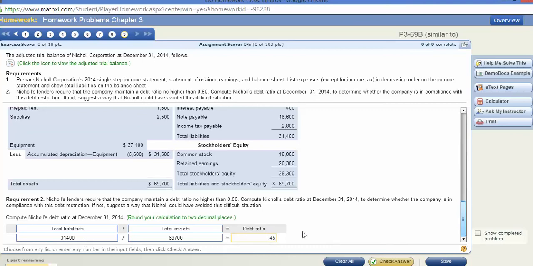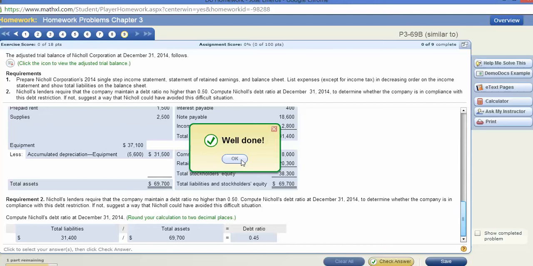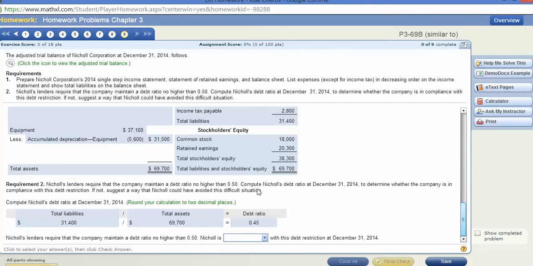Be mindful here, it says to round your calculation to two decimals. So it's not exactly 0.45, but if you round to two decimals, it's 0.45. And the important thing to note here is that the 0.45 is below the 0.50. In other words, they don't want you to go any higher than 0.50. If it was higher than 0.50, if this was 0.51, 0.56, whatever it happens to be, then you would have a problem. Nichols lenders require the company maintain a ratio no higher than 0.50. Nickel is in compliance, okay?